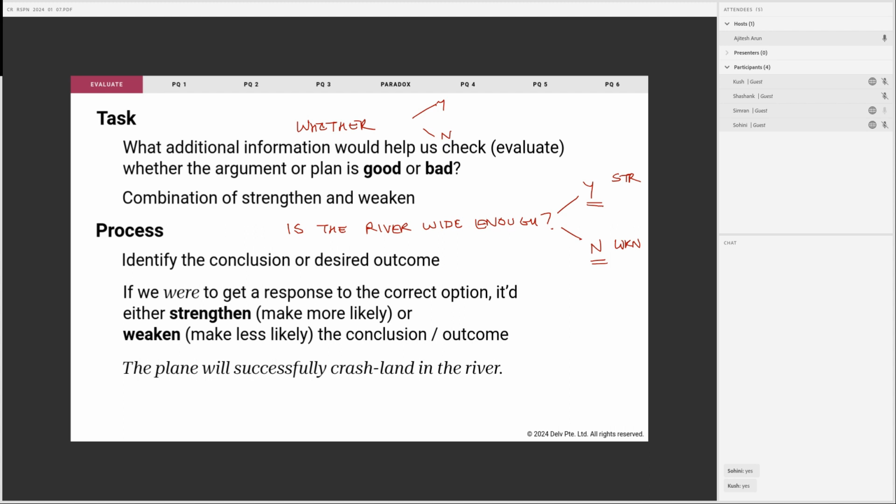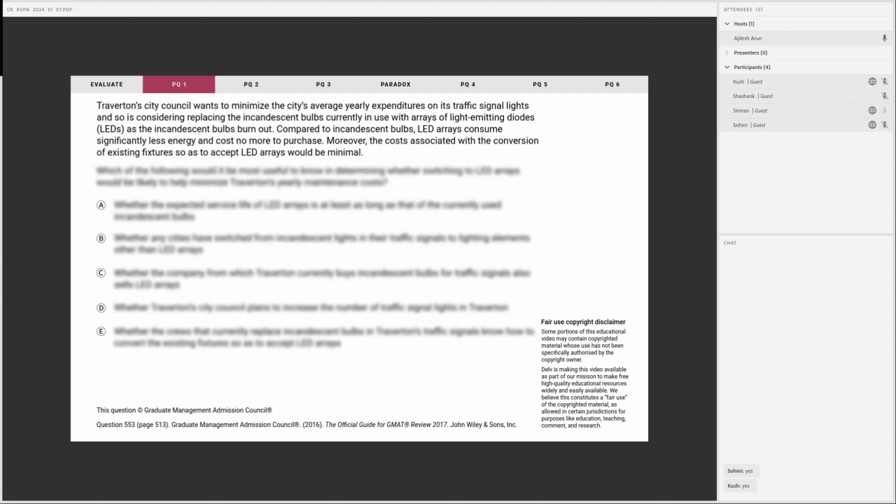Then you can ask yourself, if I get a yes to that, does it strengthen or weaken? If I get a no to that, does it strengthen or weaken? That's how you check the correct answer in these questions. All right, now we are ready to move on to the first question. Please go ahead. You have 2.5 minutes.